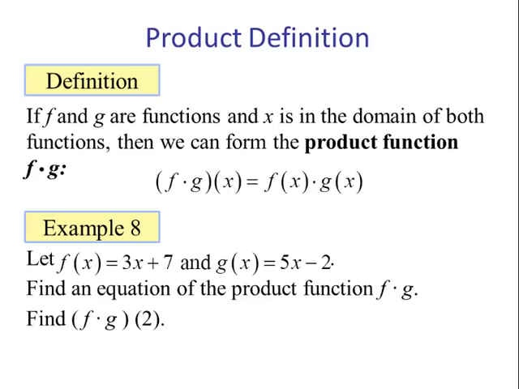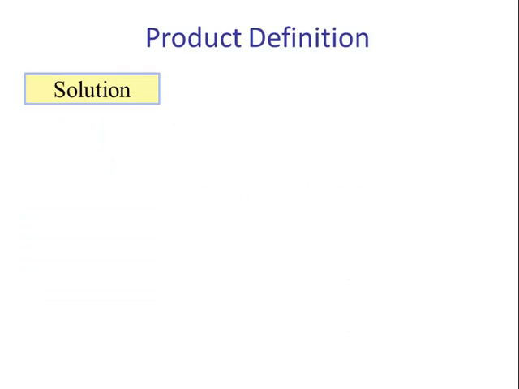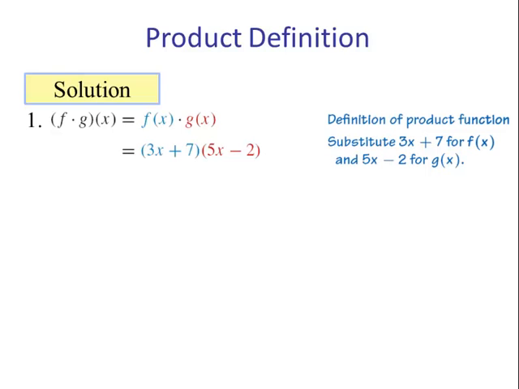Example 8. Let f of x equal 3x plus 7 and g of x equals 5x minus 2. Find an equation of the product function f times g. Find f times g of 2. Solution: so we're going to take the function f and multiply it by the function g. So we will take the binomial 3x plus 7 and multiply it by the binomial 5x minus 2.